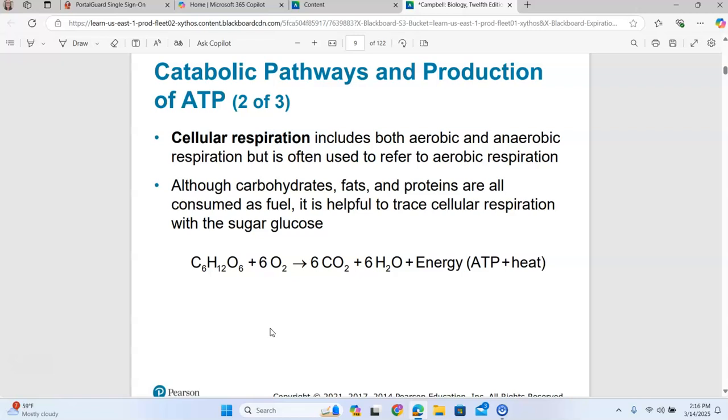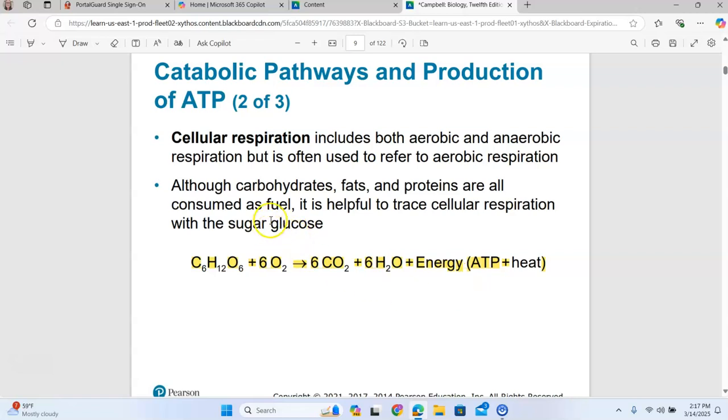This is the overall equation for cellular respiration, the overall chemical equation. So make sure you're familiar with this. When we get to the next chapter, chapter 10 on photosynthesis, all you have to do is reverse this. But this equation means C6H12O6 is glucose. So it means 1 molecule of glucose, plus 6 molecules of oxygen gas, form 6 molecules of carbon dioxide gas, plus 6 molecules of water, plus energy in the form of ATP and heat. Some of the energy is given off as heat.